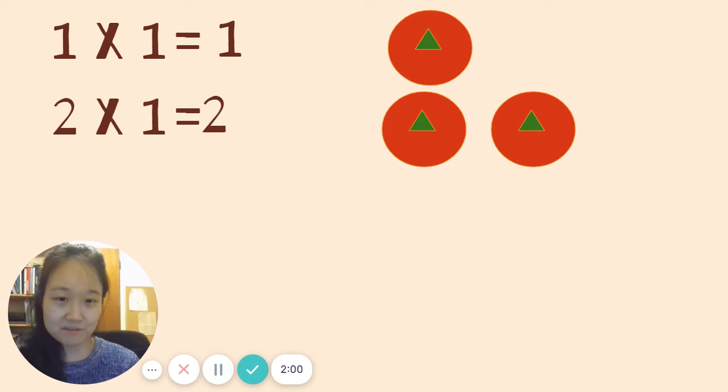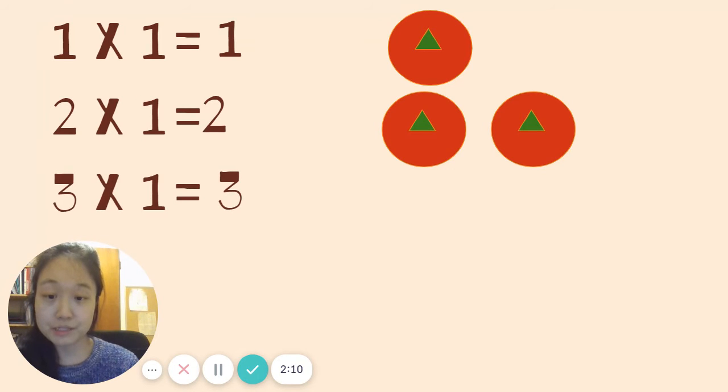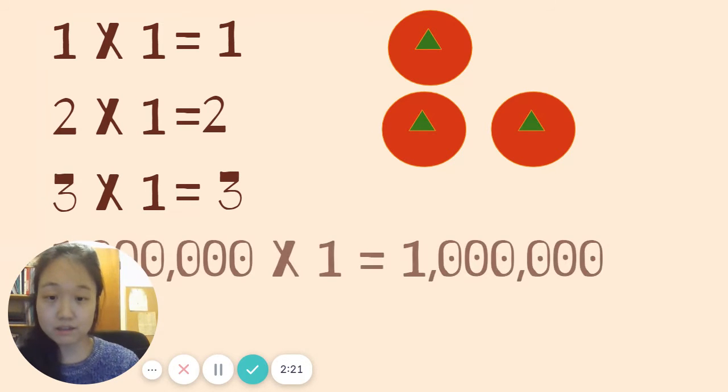You see the pattern? 3 times 1 means there are 3 groups of 1. And even without a picture, I know that the answer is 3. Every number that you multiply with a 1 is going to equal itself. So 1,000,000 times 1 will equal 1,000,000.